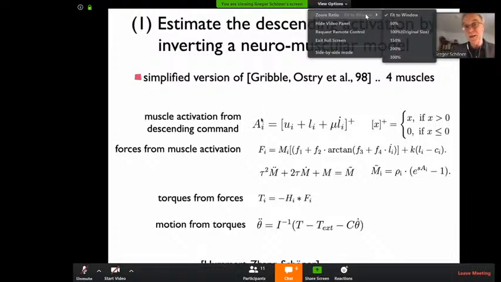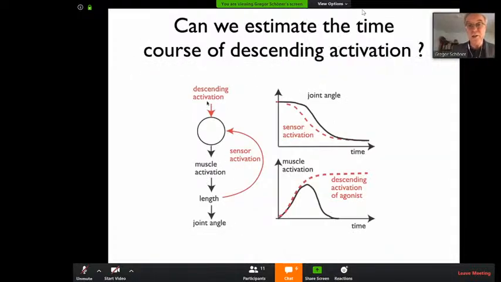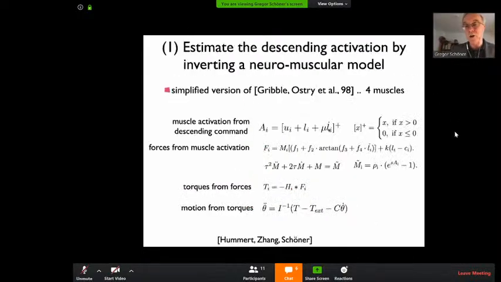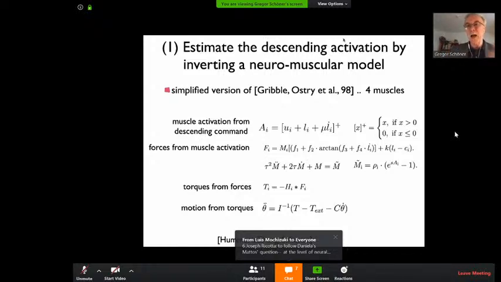So A is the muscle activation generated by the descending command. Essentially, the descending command is U, and the sensory activation is modeled by an L and an L dot term, these 2 terms here. That activation is transformed ultimately to forces through some models. Essentially, this would be what usually a Hill model would do, and this is a simplification. It has the calcium dynamics that takes care of the fact that there is some time needed to build up activation.